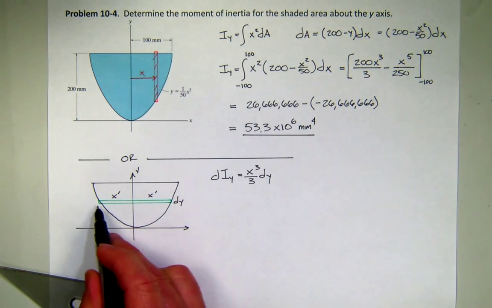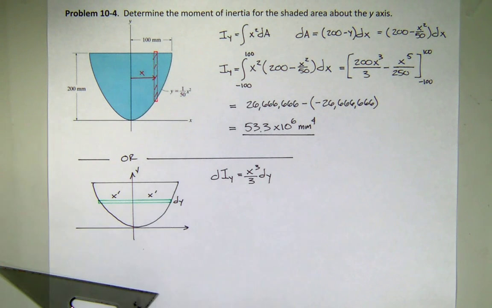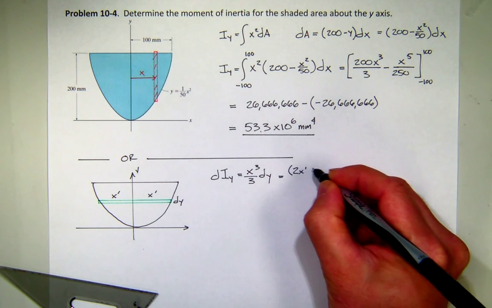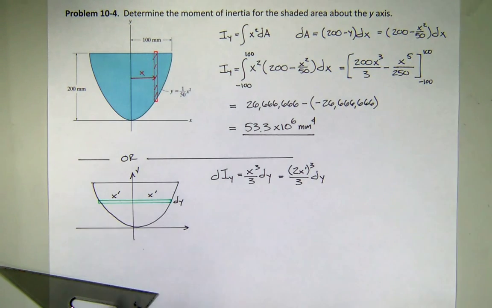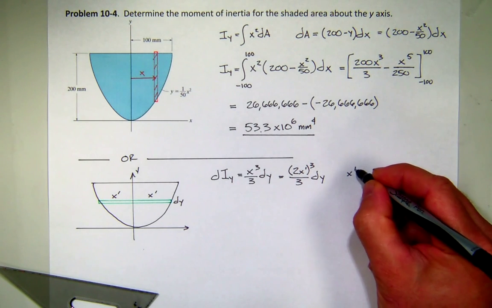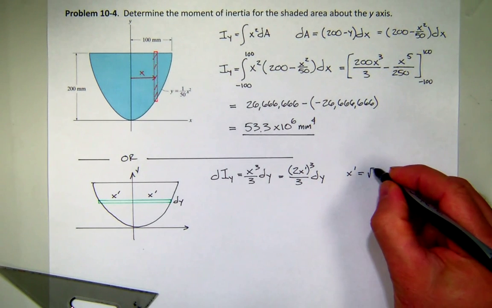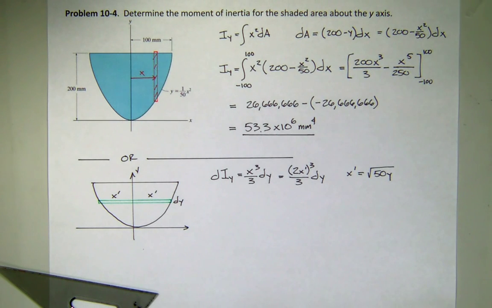Now what is x? X is these two things put together. So what are those two things? I'll just do it this way. It would be really 2x prime cubed over 3. So that gives me the total length. Okay, and what's x prime? Well, I have to rewrite this equation for x, so I'll multiply 50 to both sides and take the square root, so I get the square root of 50y. You guys see that?